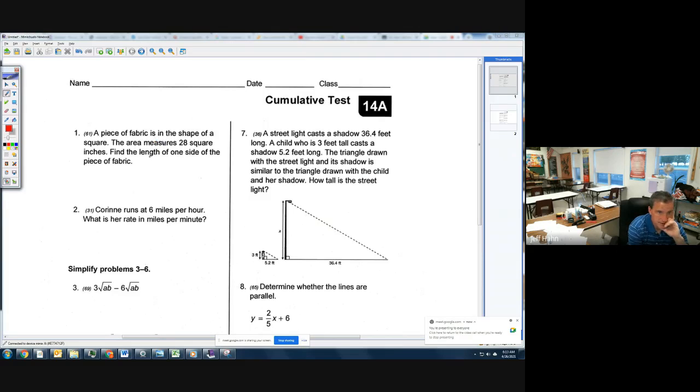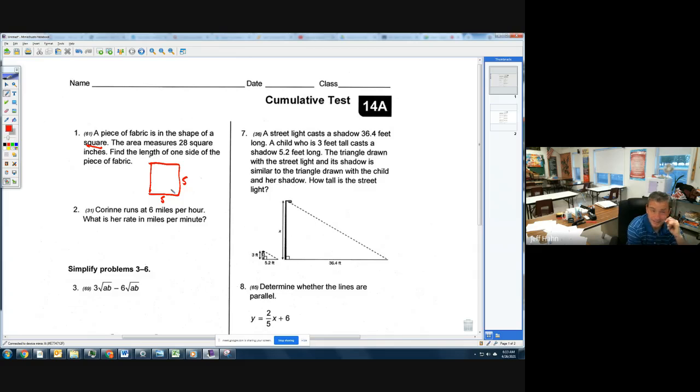A piece of fabric is in the shape of a square. The area of the square is 28 square inches. Find the length of one of the sides. Well, ladies and gentlemen, here's the spiel. This is the way this works. Keyword here: it's a square. That means both of the sides have to be the same.